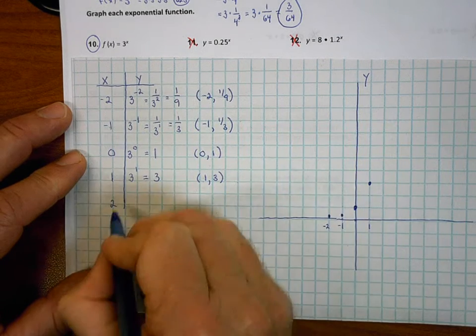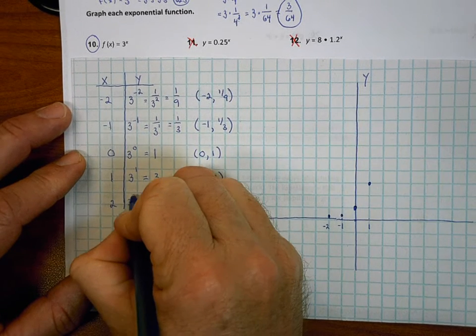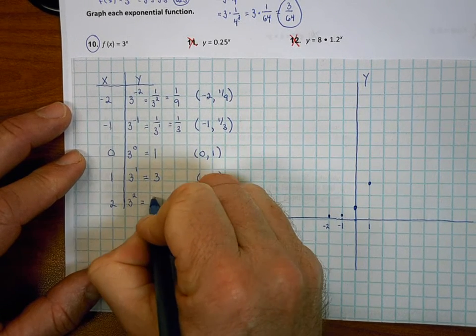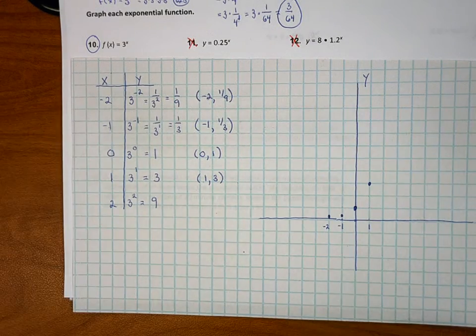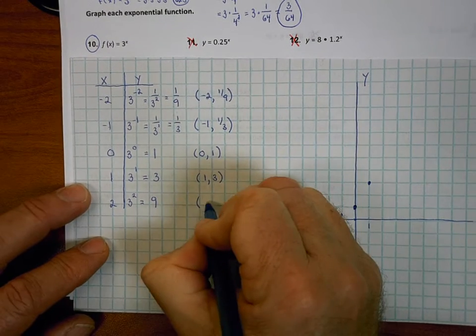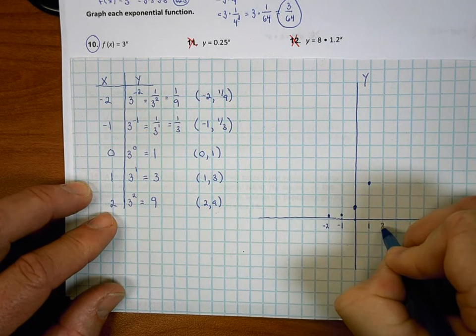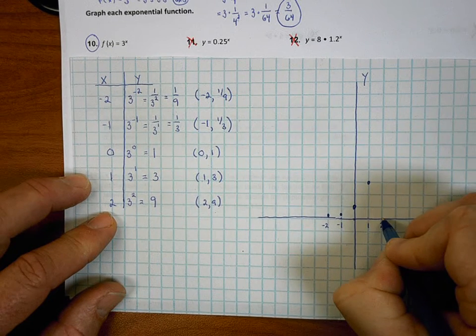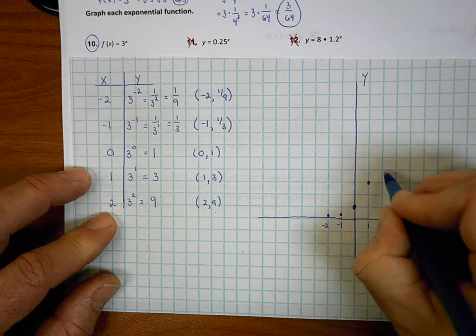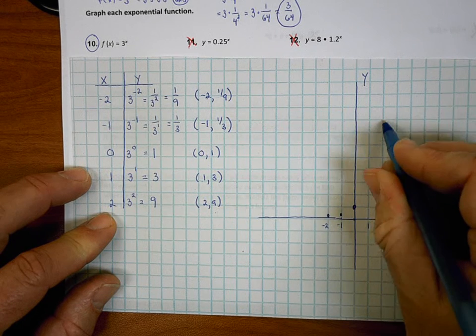And lastly, I'm going to evaluate my y function for when x is 2, so I get 3 to the 2nd power, that's equal to 9. And I'm going to plot the point when x is 2, y is 9. So I'm going to go over to 2 on the x, and then go up 9 spots. 1, 2, 3, 4, 5, 6, 7, 8, 9.